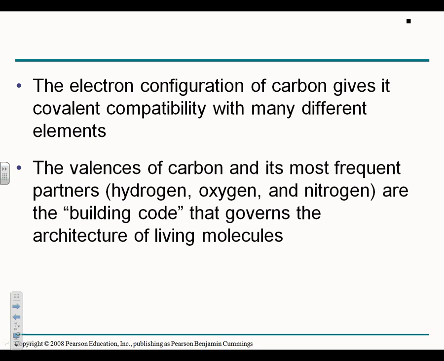The electron configuration of carbon gives it covalent compatibility with many different elements. So what does that mean? It means that it doesn't just bond with hydrogen, but it can also bind with other atoms, for instance, oxygen and nitrogen. The valences of carbon and its most frequent partners, which are hydrogen, oxygen, and nitrogen, are the building code. So these three are considered the building code that governs the architecture of living molecules. I always like to refer to it as CHON, building code to life.